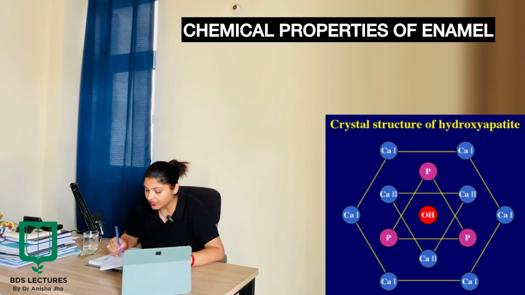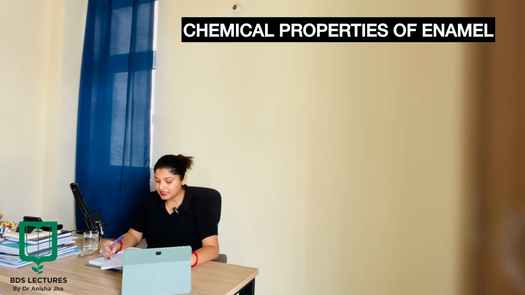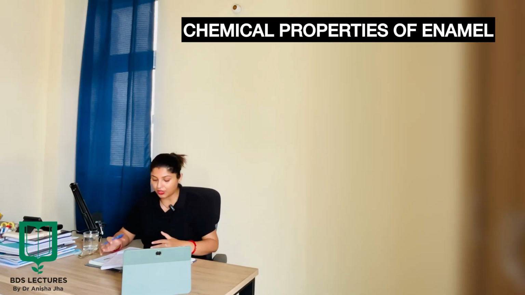The shape of a single crystal under high resolution can be a rod with an equilateral hexagon base. Alright, the crystals are arranged to form enamel rods or enamel prisms. So kindly keep this in mind. We have hydroxyapatite crystals, and these crystals are arranged to form enamel rods or enamel prisms.